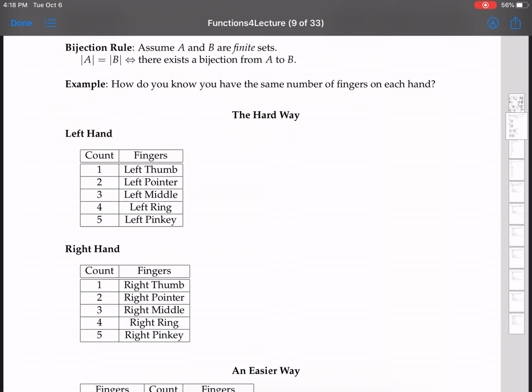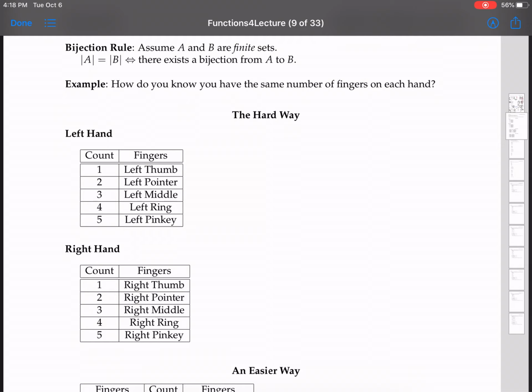All right, in the book, you read about the bijection rule, which basically says that if you have two finite sets and they have the same cardinality, then there's a bijection from A to B. And if you have a bijection from A to B, where A and B are finite sets, then they have the same cardinality. All right, so let's look at an example of this.